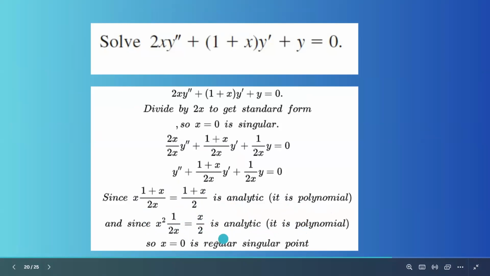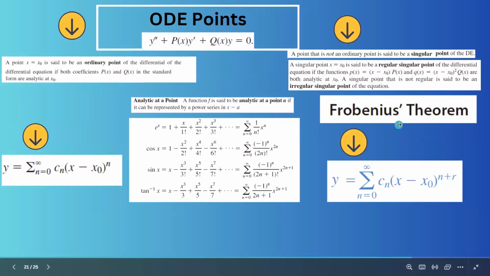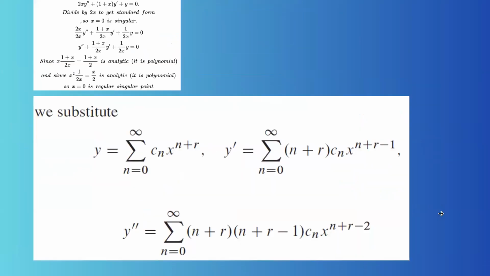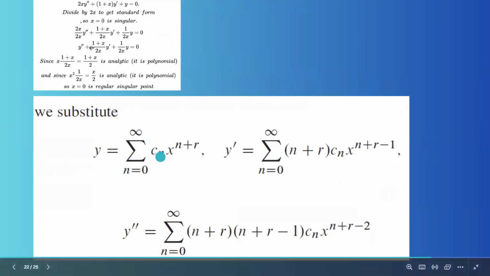So what's the meaning of that? It means that this singular point is a regular singular point. So applying the Frobenius theorem to solve the differential equation, you're going to use the following format: the summation of C_n (x minus x sub 0) to the n plus r. Take the first derivative and second derivative, and substitute them in the original differential equation.